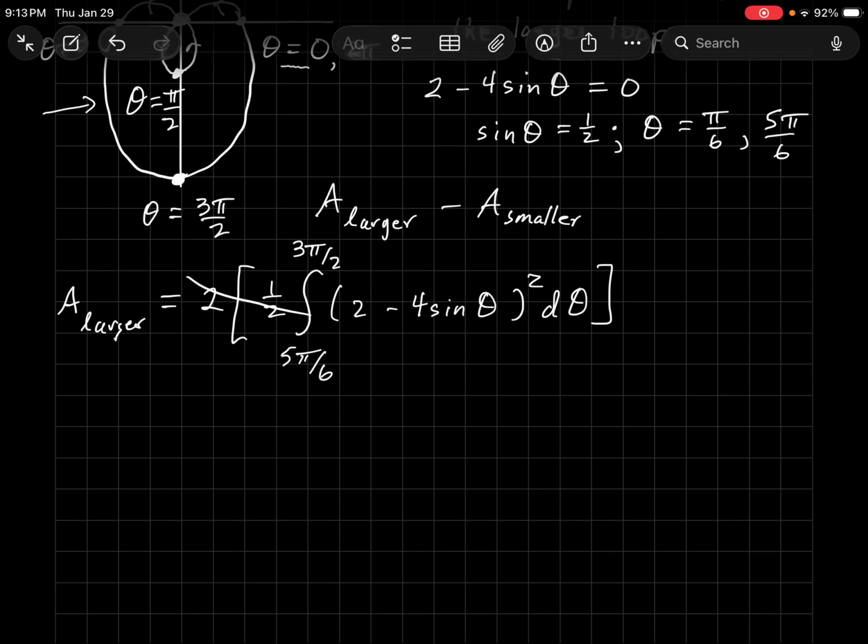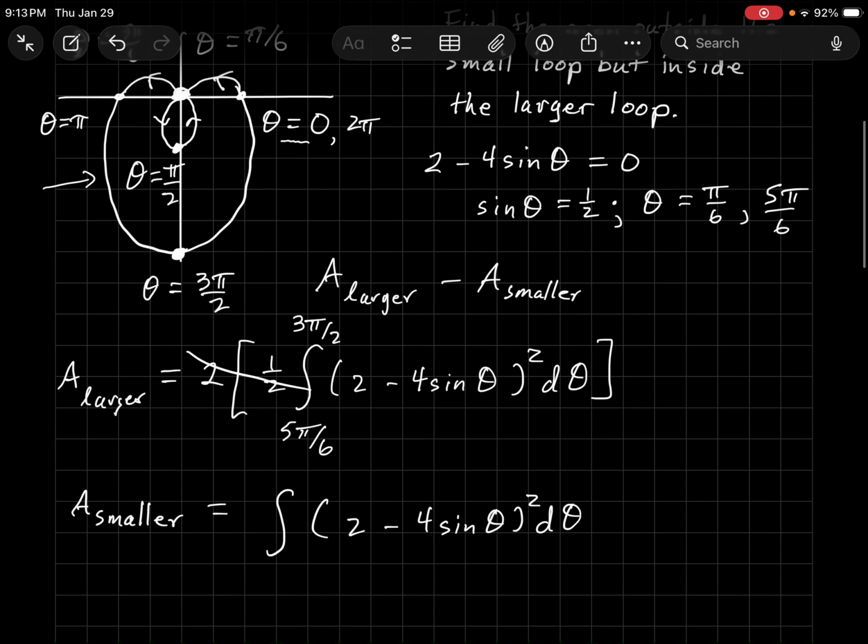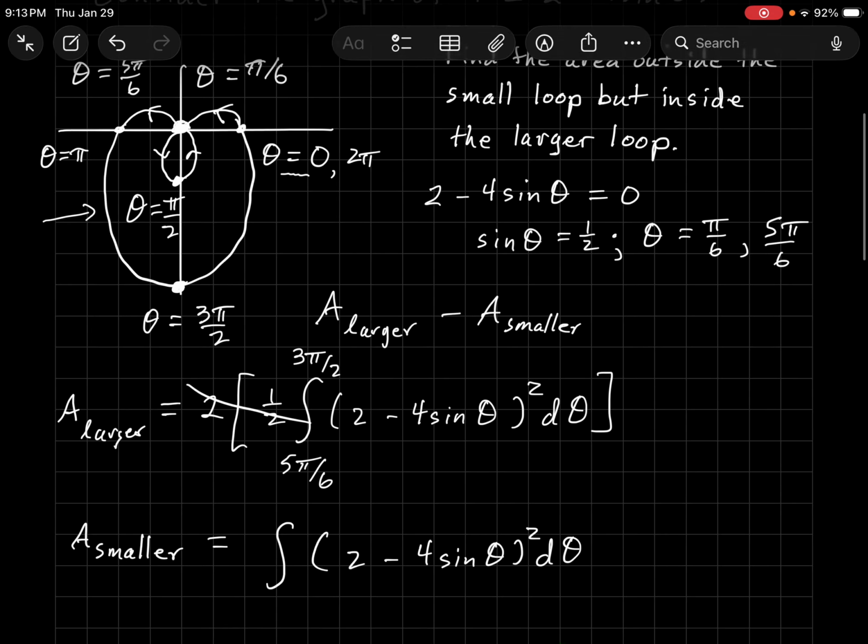How about for the smaller loop? Once again, 2 times 1/2, so I won't write it. Same thing inside. That is, my integrand will be 2 minus 4 sine theta squared, d theta. But what are my limits on the smaller loop? Well, it's here. First time I reach the origin, pi over 6. And then down to here. Remember, we're only doing the left half, so pi over 2.